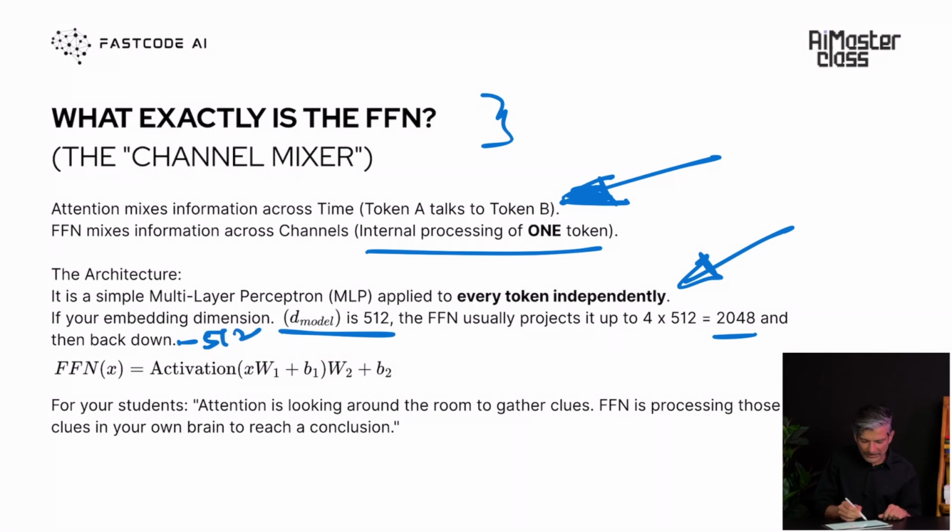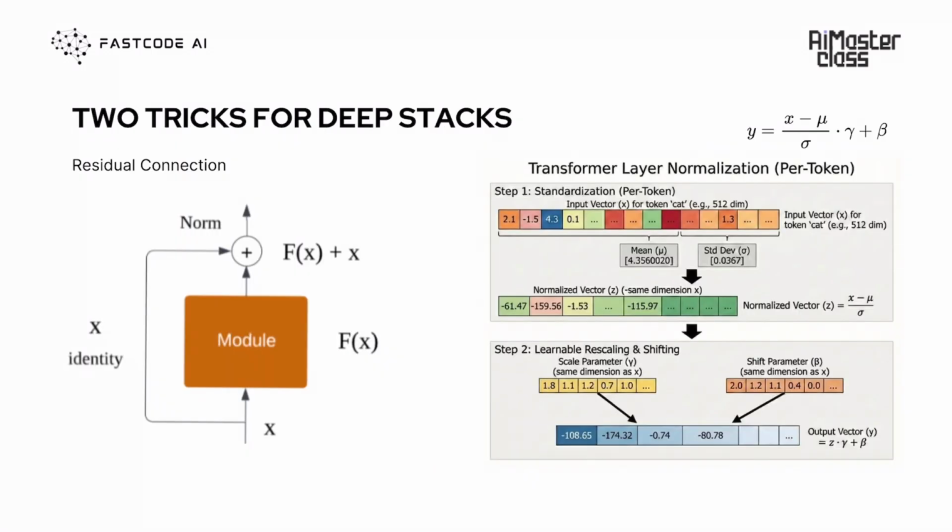And if you wanted to write it down, you put a fully connected layer, you put an activation on top, and then you put a fully connected layer on top of it again. And that's it. So attention is essentially looking around the room to gather cues, and FFN is processing those cues in your brain to reach a conclusion. And this is what the FFN does.